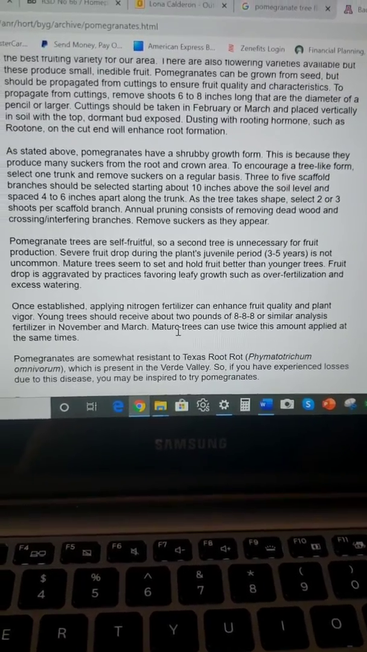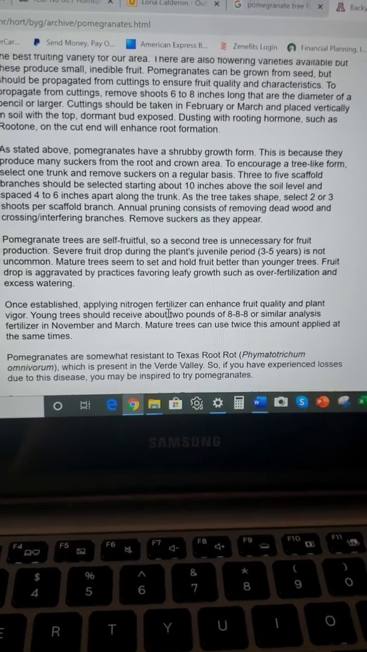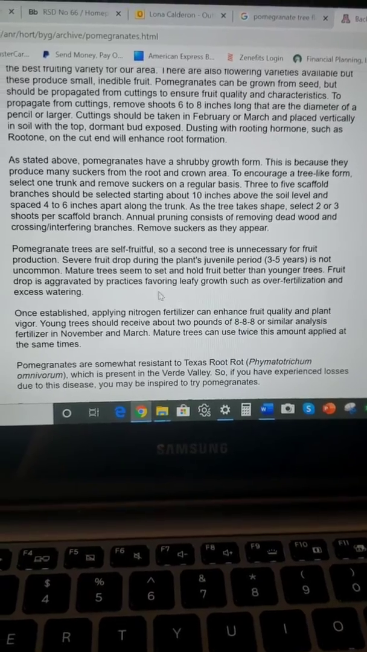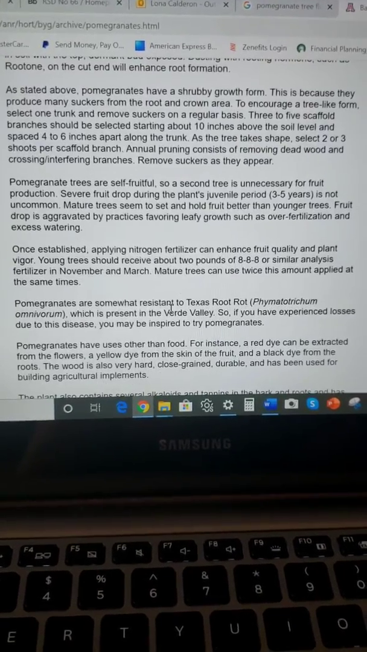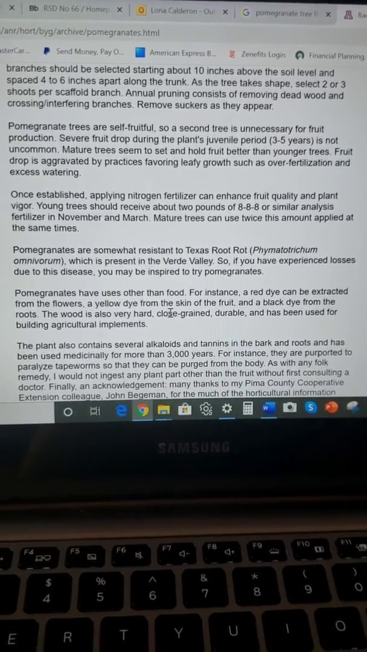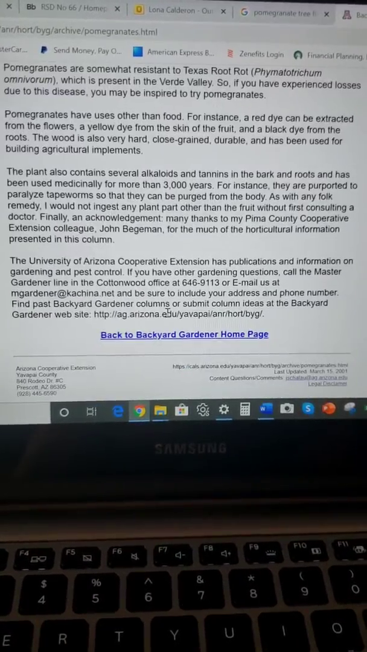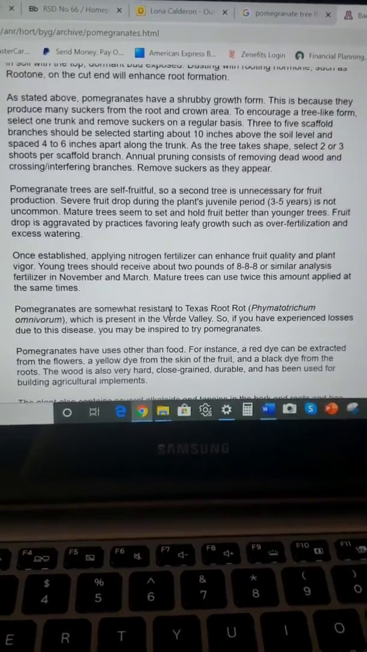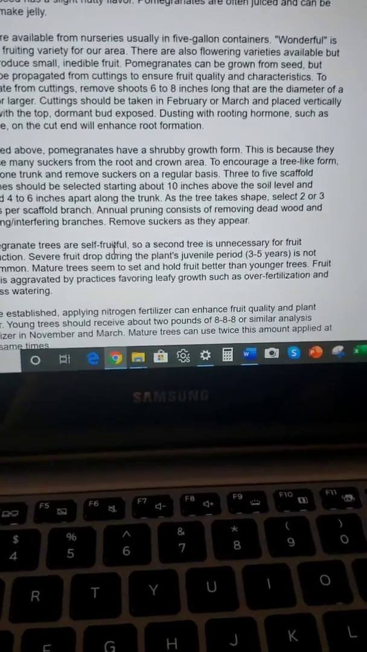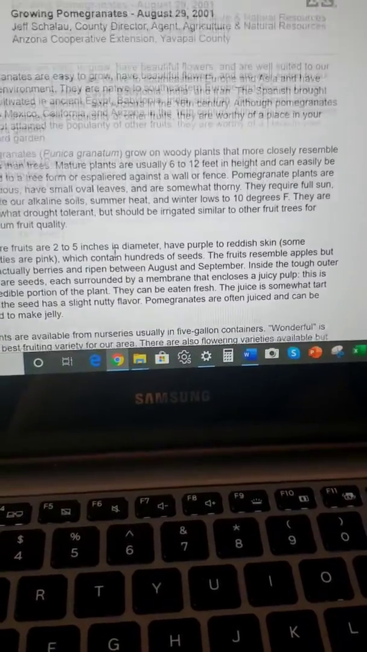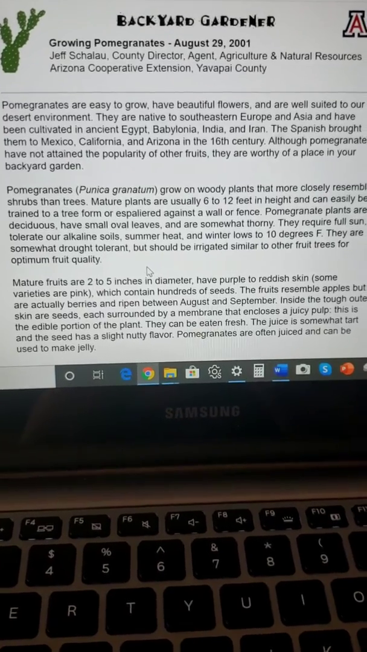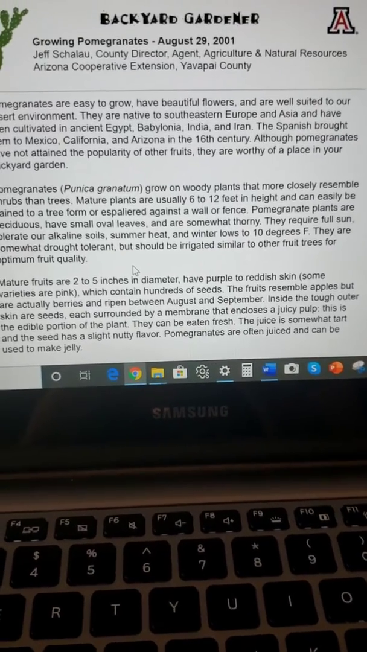Let's see. And it says you don't need two of them because they just produce fruit by themselves. So it looks like having a pomegranate tree is a pretty good deal here in Arizona. It looks like they're pretty easy to grow, and not only do they produce pomegranate fruits, but they make beautiful flowers.